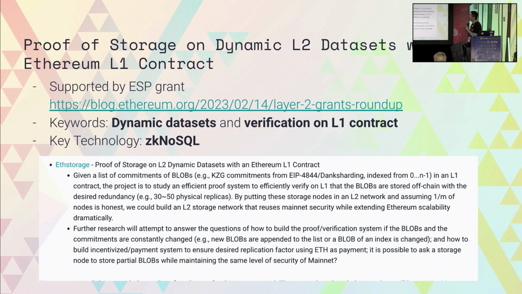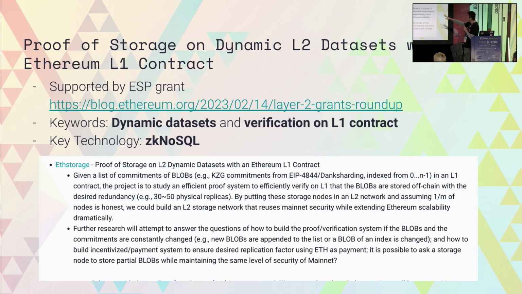And then the key problem is how we are able to build such a proof system, and also its on-chain verification on large dynamic layer 2 datasets with an Ethereum layer 1 contract. And this is the Ethereum grant that we just received last month to address this specific problem. This is kind of a new problem that we're facing because Filecoin and Arweave are solving more static files, static objects. But if there are large dynamic ones, how are we able to solve this problem?